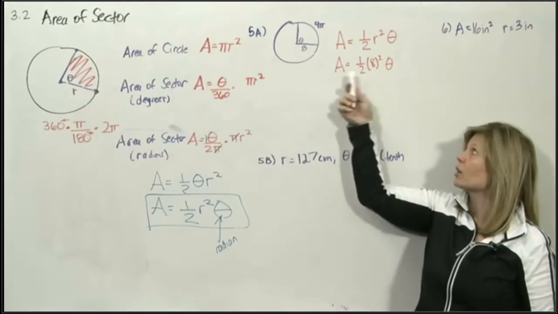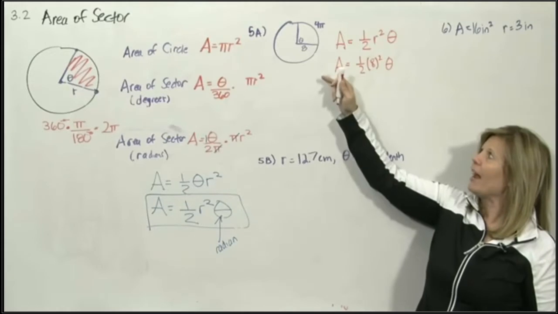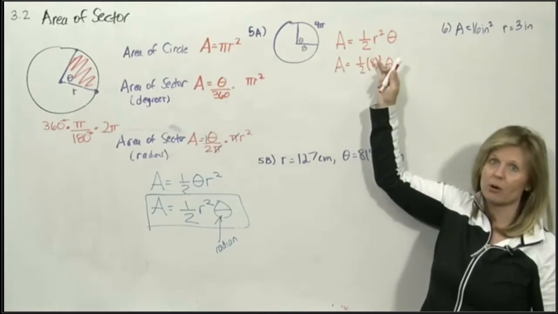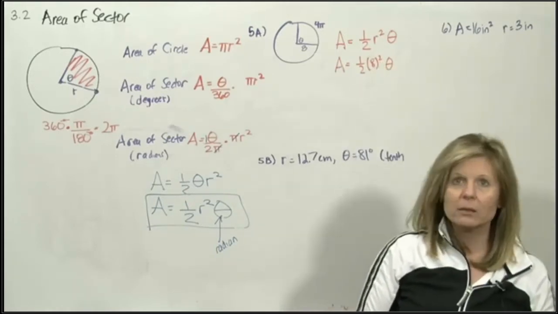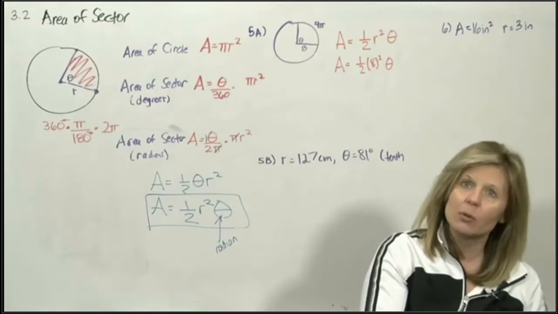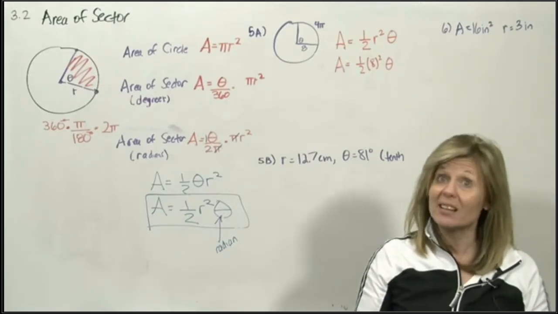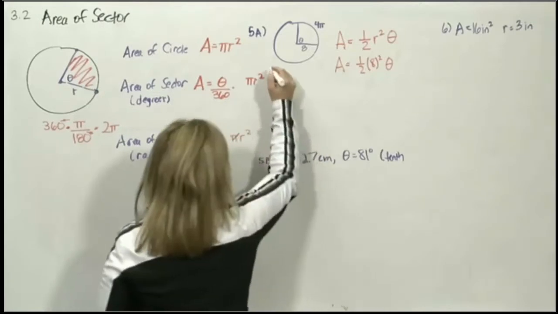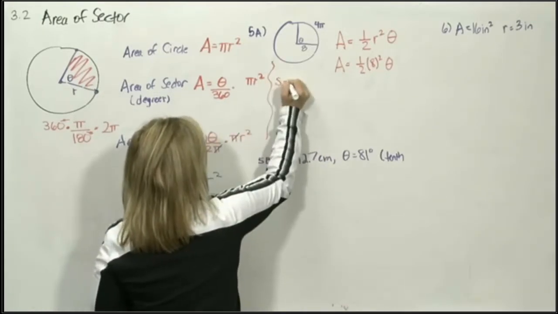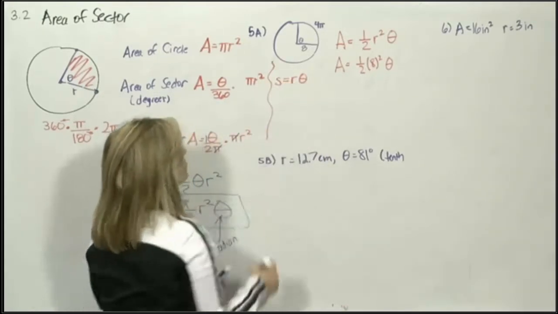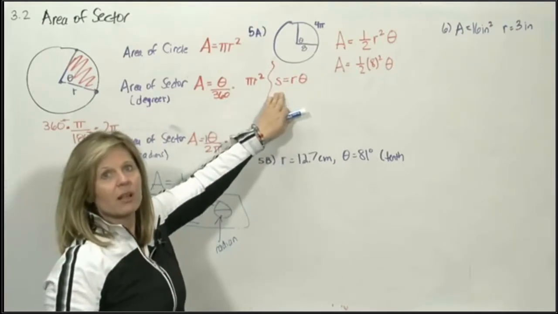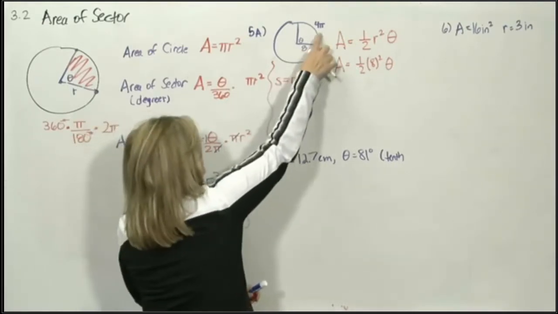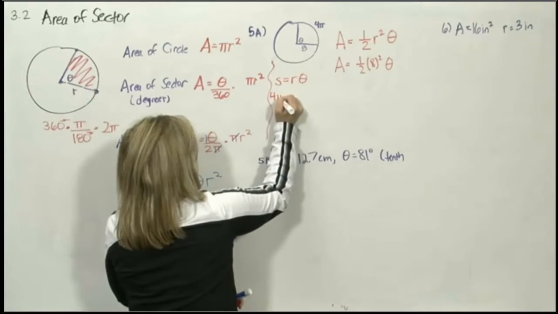We have two unknowns here. So before we can find the area, we've got to find theta first, the angle. Well, from the previous video, do we not have a formula to find theta? Sure we did. From the previous video, we know S equals R theta. What does S represent? The length of the arc. Well, there it is. The length of the arc is 4 pi.